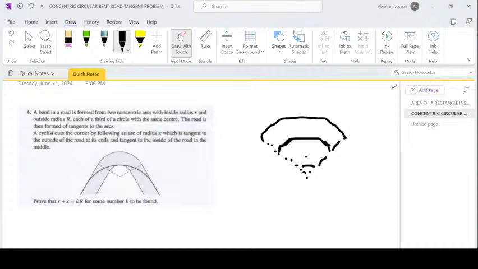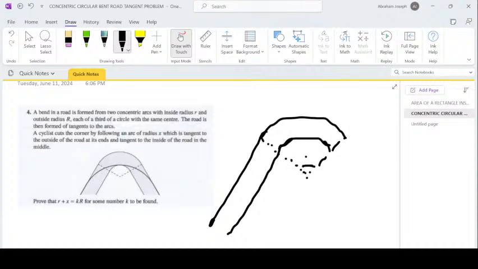Now the road is formed of tangents to the arcs. So let's draw the tangent. The tangent is just a straight line. So there's a straight line that goes like this, tangent to the first circle. There's another straight line that goes like this. Since they are concentric, these two lines have to be parallel.